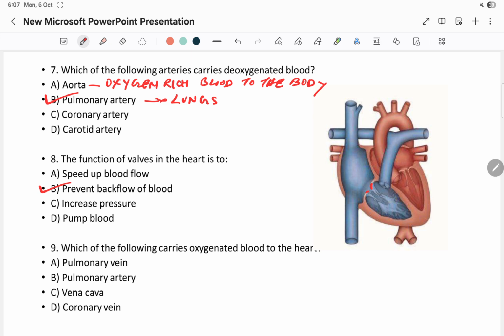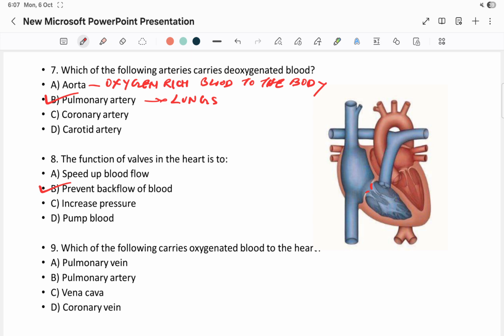This valve acts like a one-way door, ensuring blood flows in a single direction by preventing backflow. Okay, I think it's clear. Now let's go to the next question.